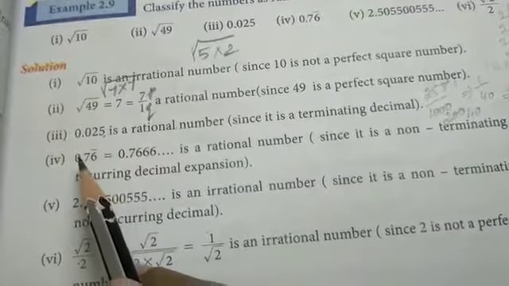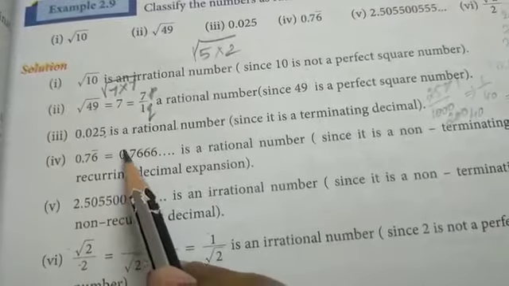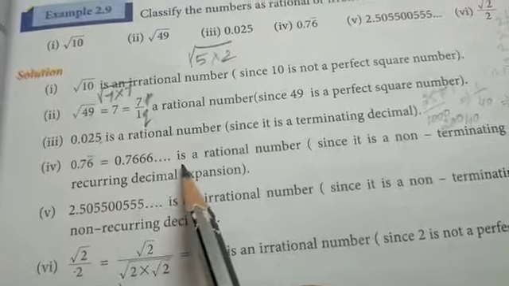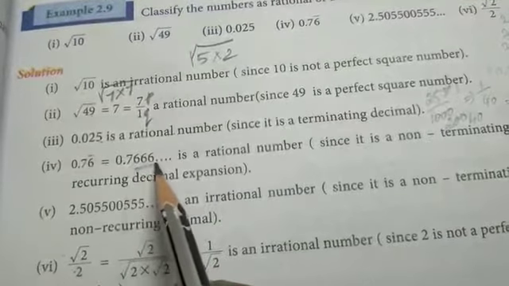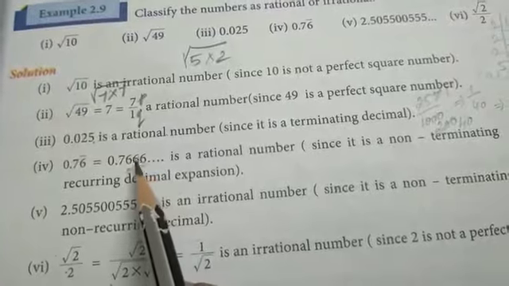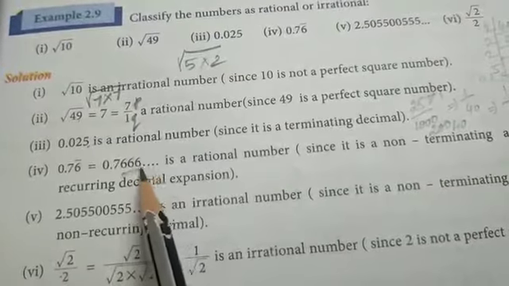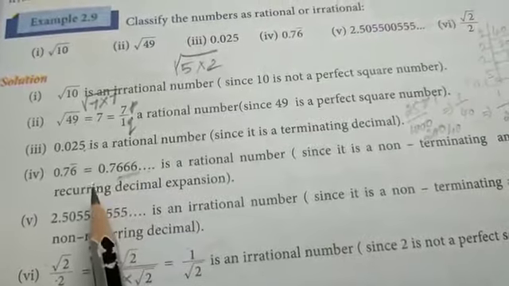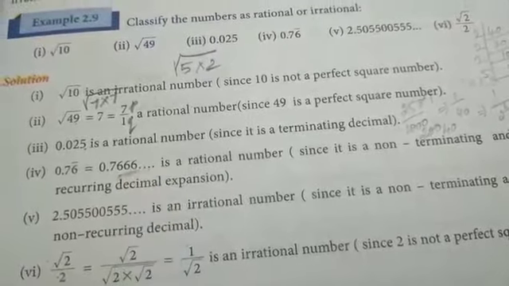Then the next one, 0.76 recurring. That means we can write it as 0.7666, like that. Here we have a recurring number. It is a recurring decimal expansion. Since it is non-terminating, because we don't know the last decimal digit, but it is a recurring decimal expansion, it is a rational number.